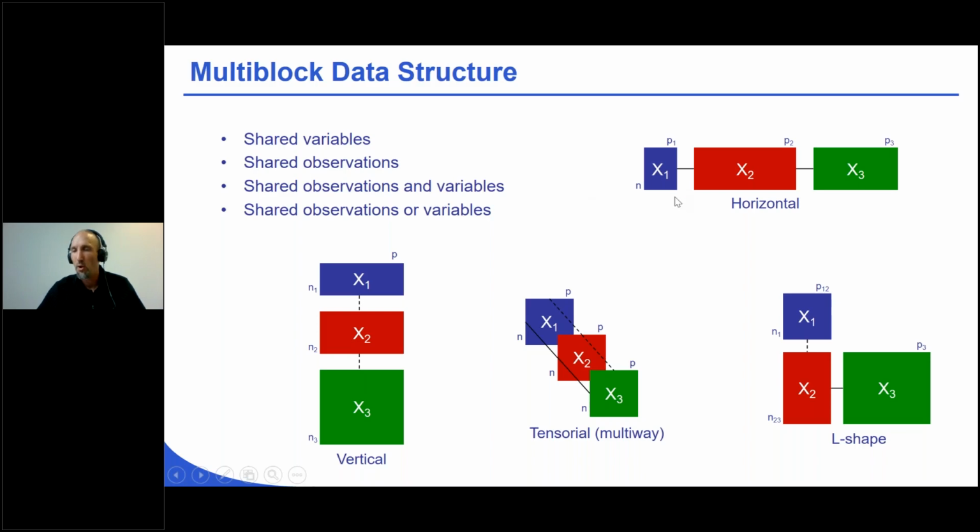Maybe on the top right part of this slide, this is the situation you would think of first when talking about multi-block data structure. In that case, you can see that we have different blocks of variables that are linked through the observation mode. And in that case, the nature of the variables can be very different. And again, there are models that are able to deal with this situation to account for the fact that the same observations have been measured through different data matrices.